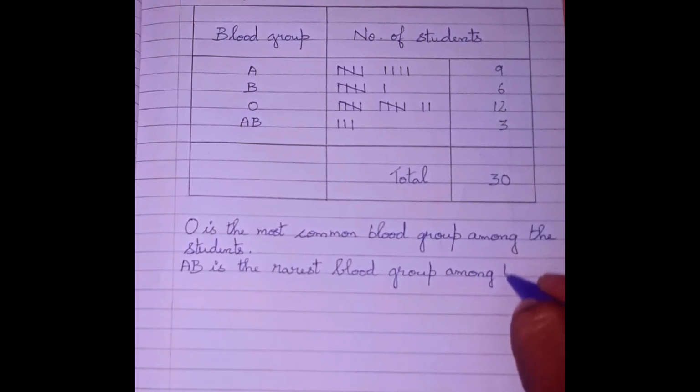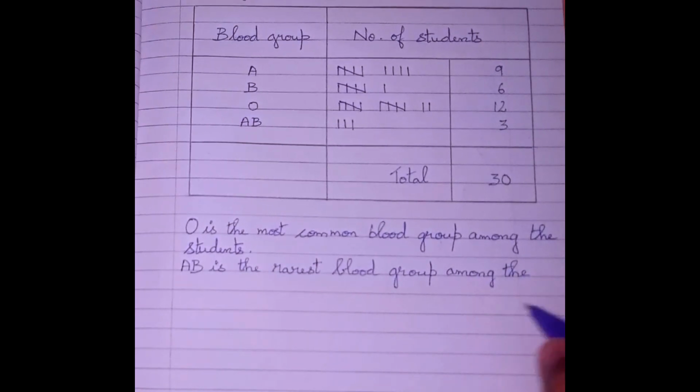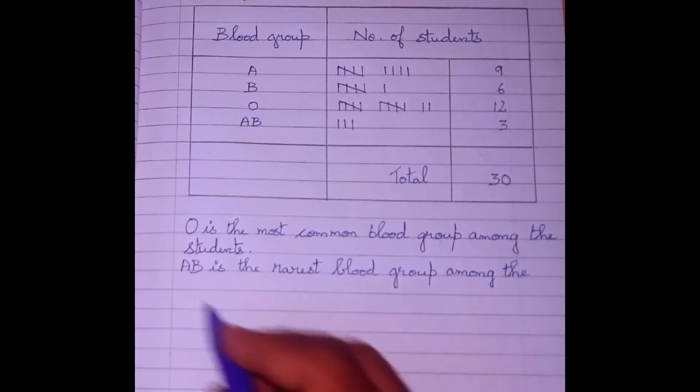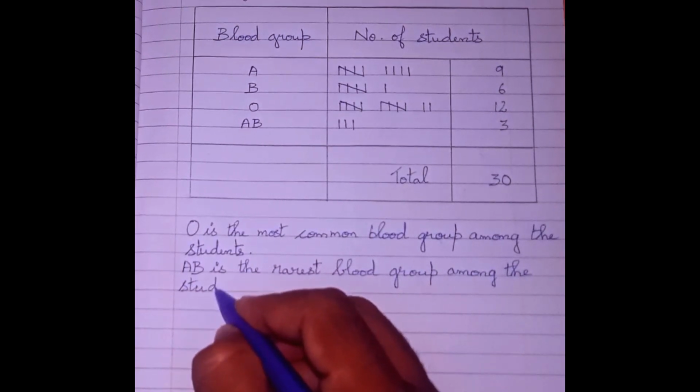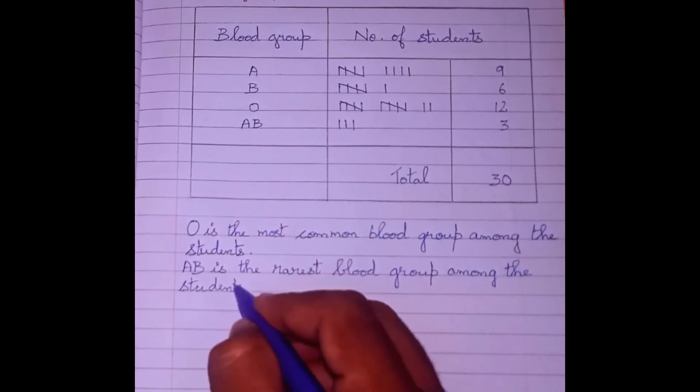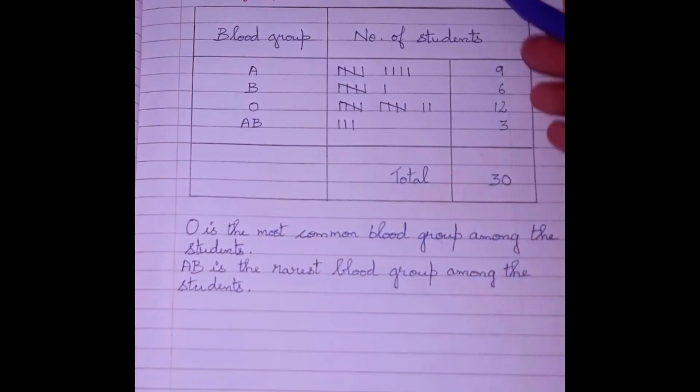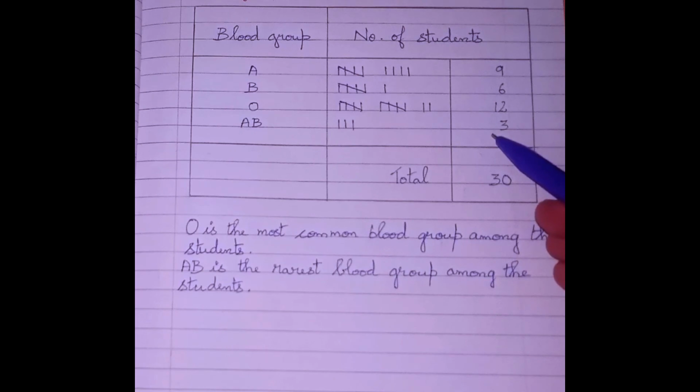Now you can see that we are able to process this information because of doing that frequency distribution table. We have used the data given and we formed a frequency distribution table, and because of that we are able to get the information.